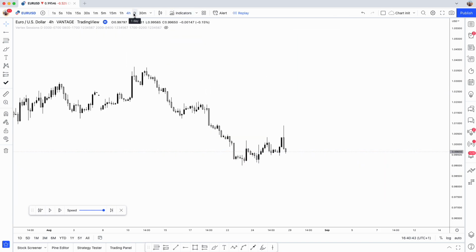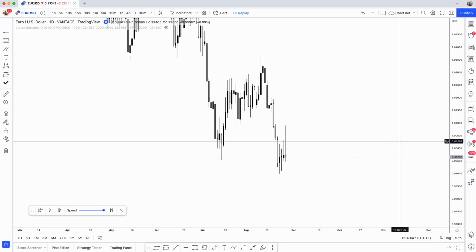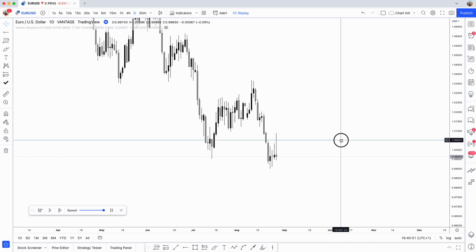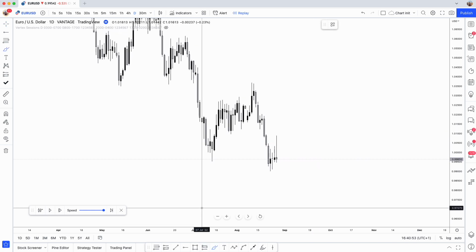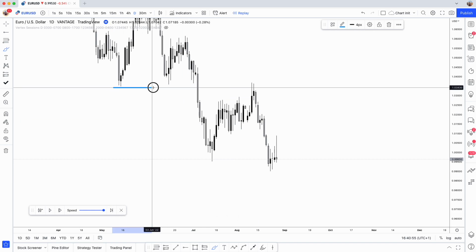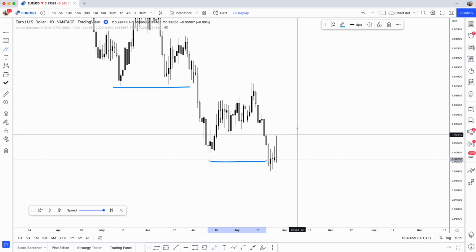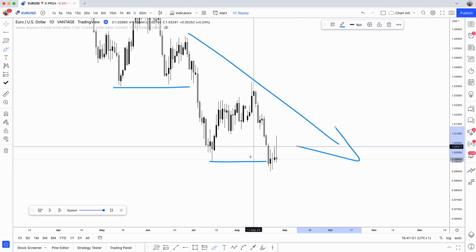Let me just check the for. Okay, so we're here. So this is last Monday, and this is what we will see on market open. What we can read from price at this point is that previously what we've done is we've taken out a low, and we've just taken out this previous low. So effectively we're going bearish, as simple as that.